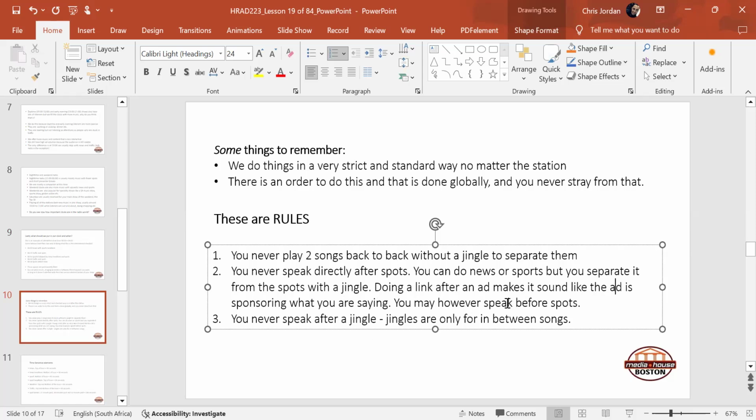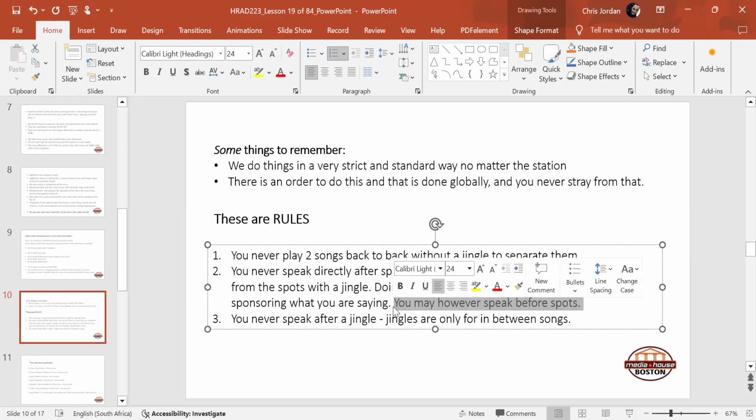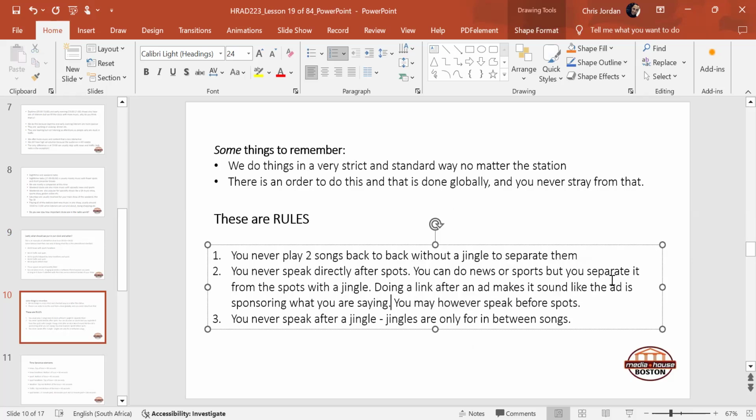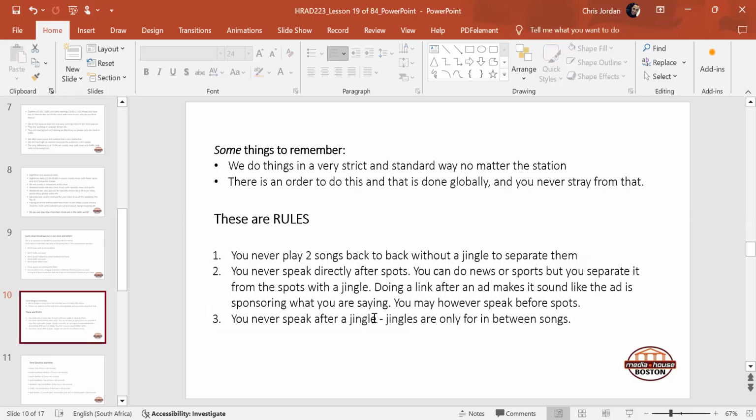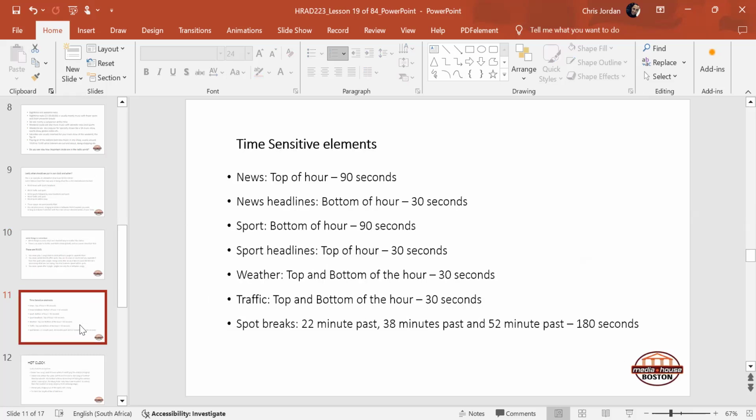You might, however, speak before a spot. Definitely, I always recommend, please speak before a spot break. Don't go from music to spots. Just keep it clean and obviously keep it professional. All right. You never speak after a jingle. Jingles are only for in between songs, right? So, okay, those are pretty clear, right, to keep in mind when we are going to be looking at your time on air.